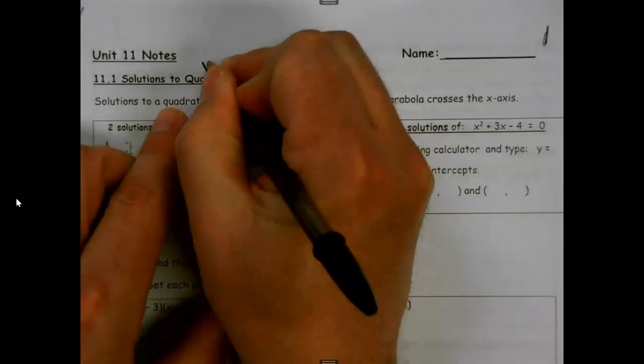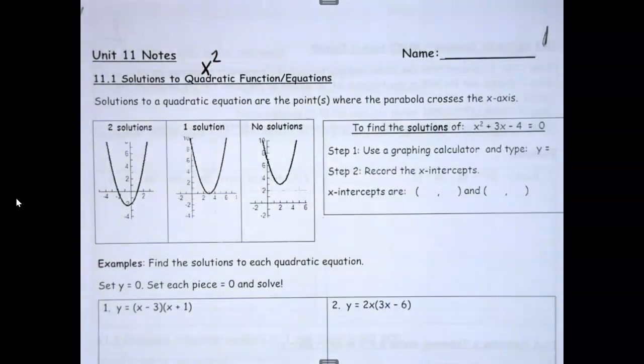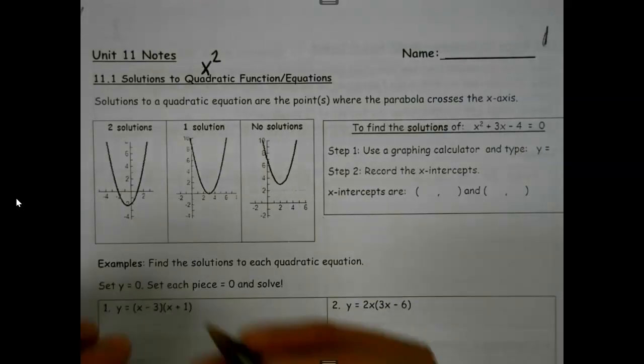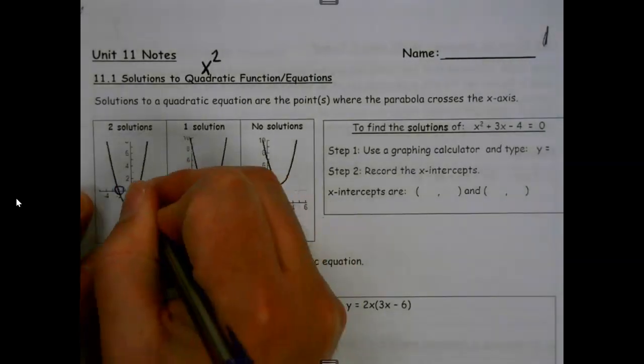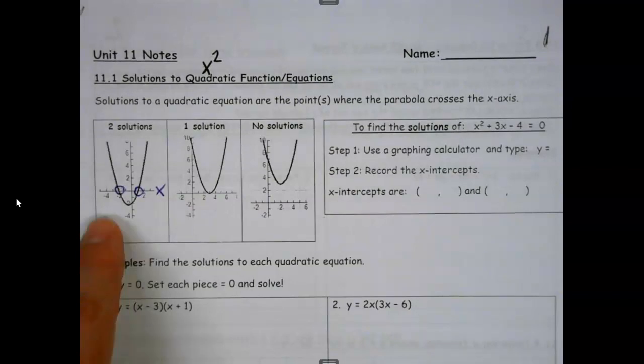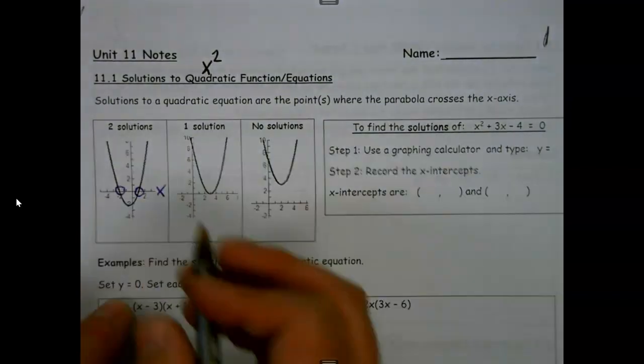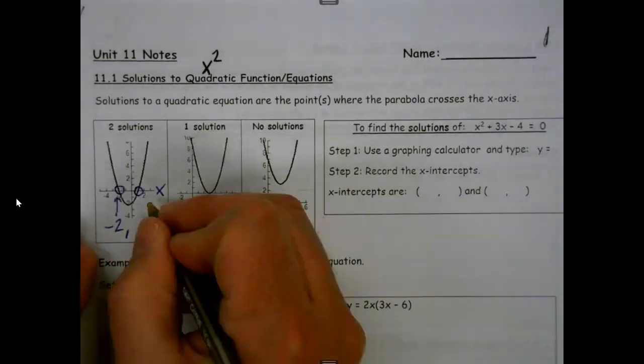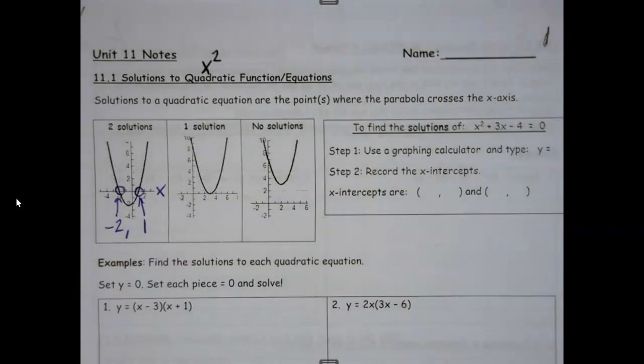And quadratic just means something that has x squared in it, okay? So we just got done graphing these. Now we're going to do the algebra portion. So when we're trying to find a solution to what's called a quadratic equation, it's the point where the parabola crosses the x-axis. So for instance, in the ones that I've got here for examples, okay, here's my x-axis. My answers here would be at -2, right there, and 1 over here.